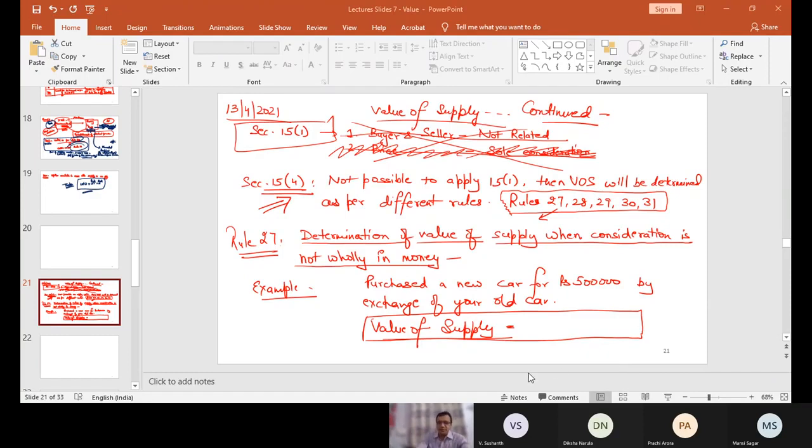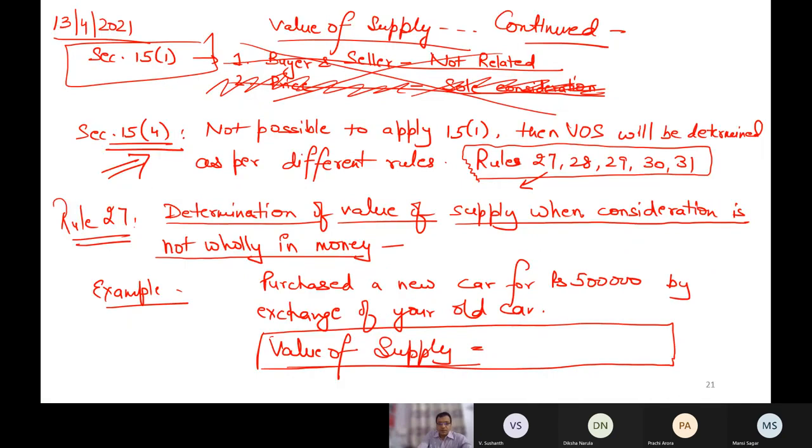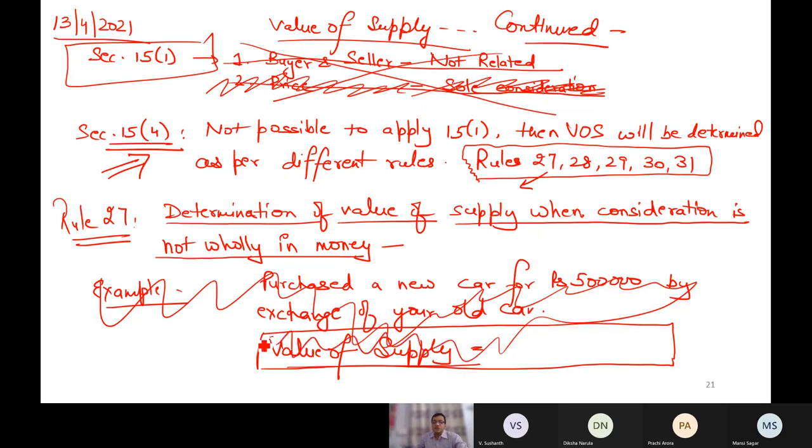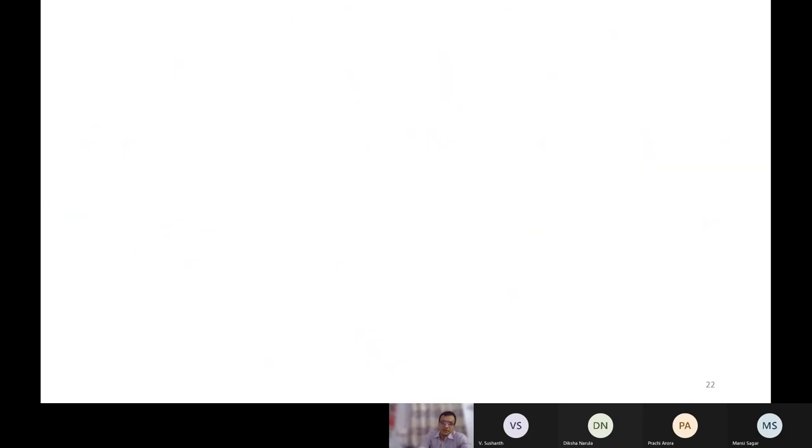Now let me tell you the concept also. I hope the screen is still visible. That was the example only, so I'm removing it. And now let me tell you four different situations where the consideration is not wholly in money. How will you determine the value of supply? So the value of supply depends upon the following.